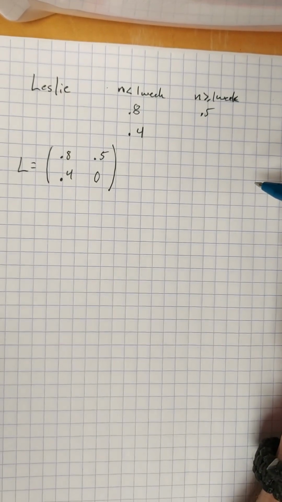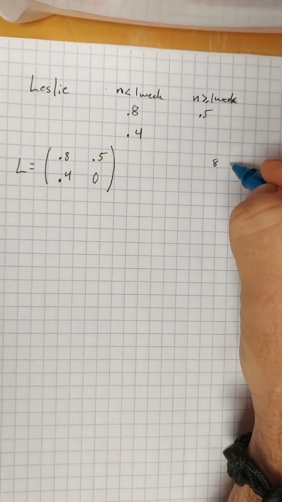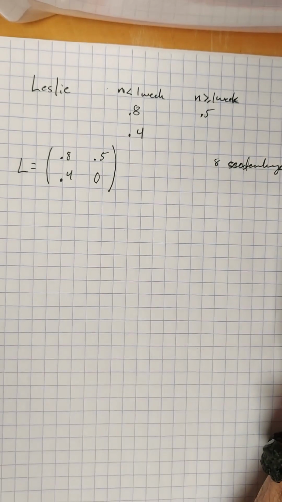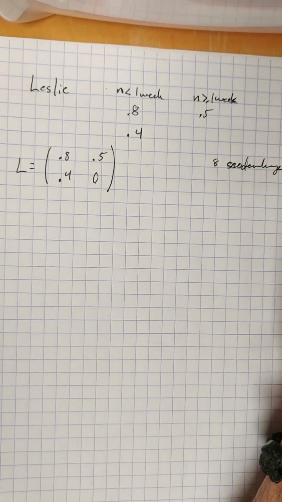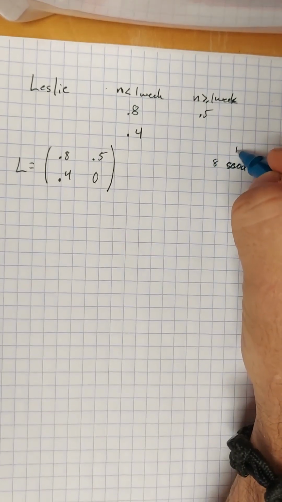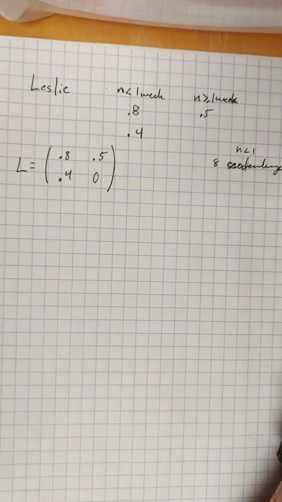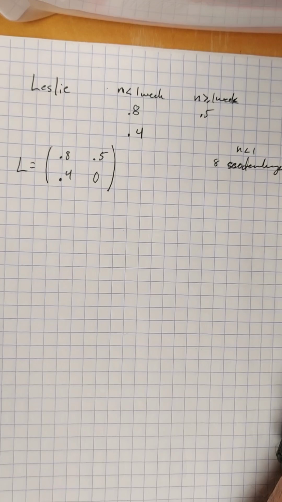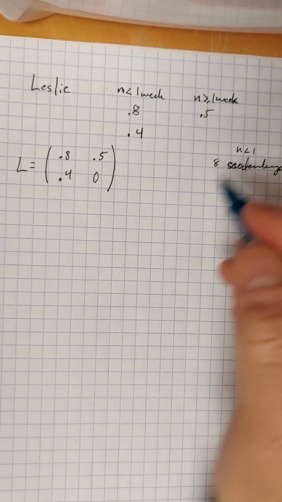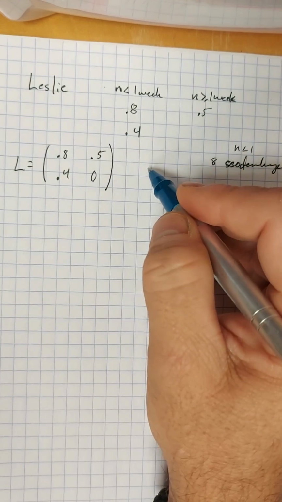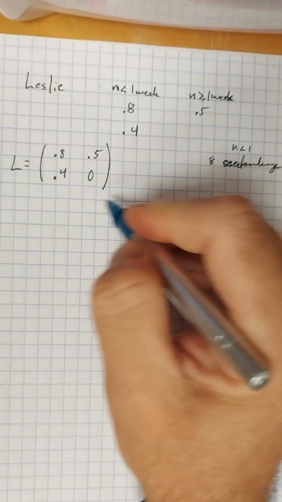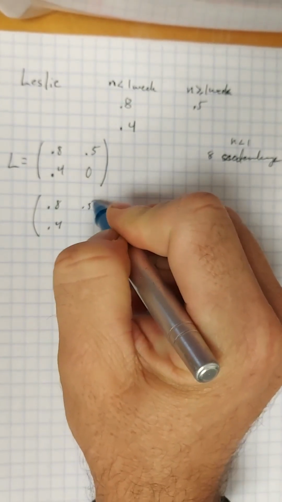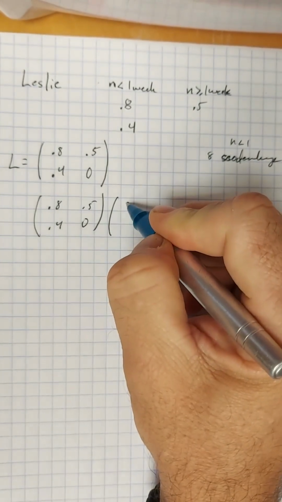Part 2, assume that we have 8 scooter bugs that are less than a week. I should say n is less than 1. We have 8 of those, and then for n greater than 1, we have 11. So plugging these in and multiplying it out for part 2, for the next generation we have 0.8, 0.4, 0.5, and 0. We're multiplying that by 8 and 11.